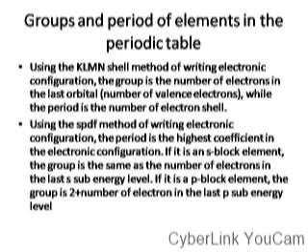Using the KLMN method, if you want to determine the group of an element, the first thing we have to do is to write the electronic configuration. After writing the electronic configuration, we will now look at the number of electrons that occupies the last shell. The number of electrons that occupies the last shell is what we call the valence electrons, since the last shell is called the valence shell.